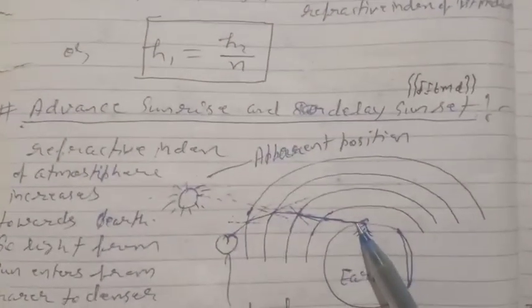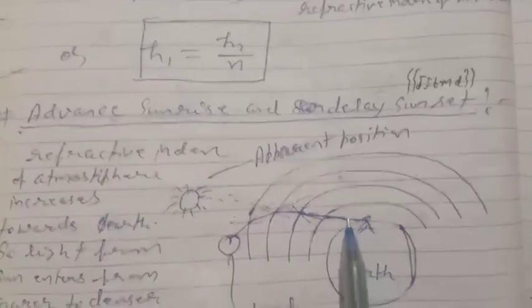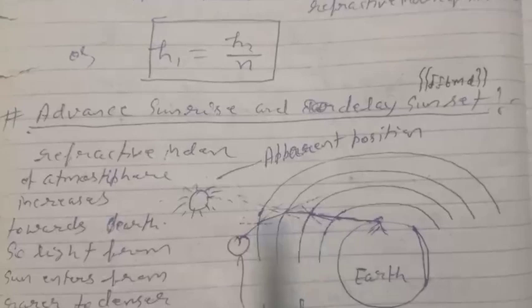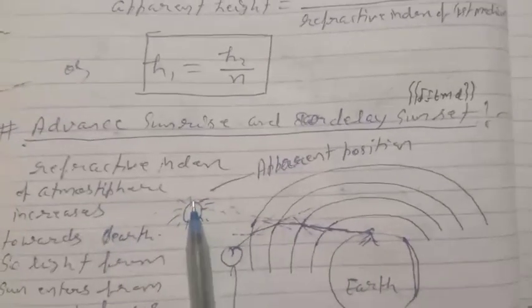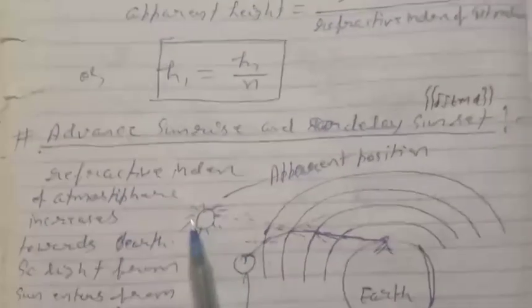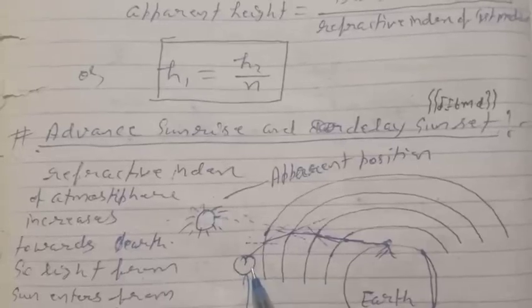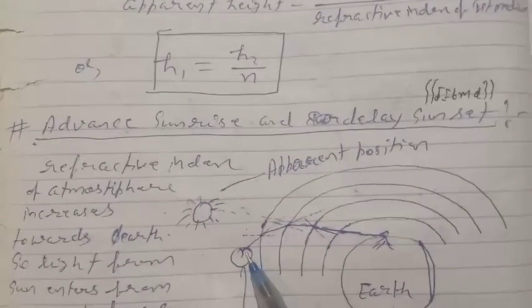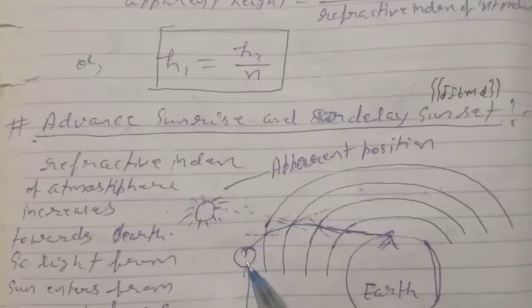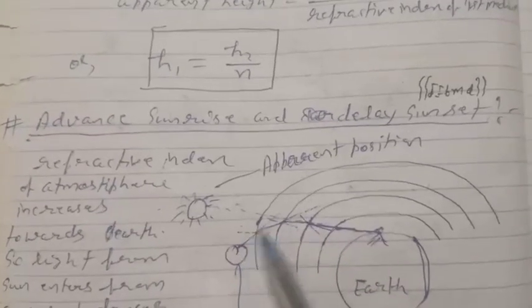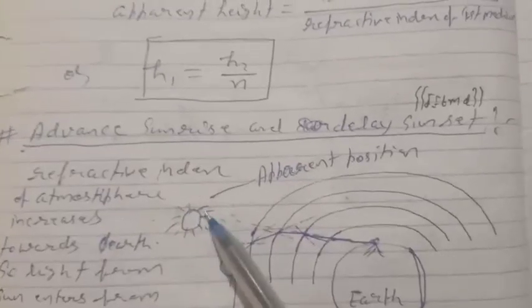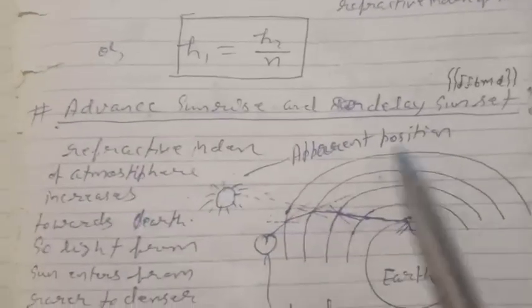Because light travels in a straight line, it appears that the light is coming from this point. So the sun's original position is at this point, but it appears to us that the sun is at this point. That is, this is the apparent position of the sun.